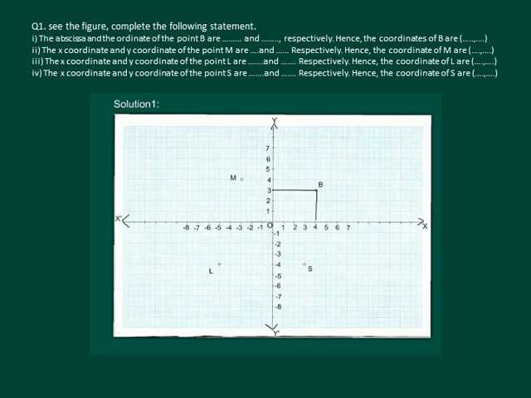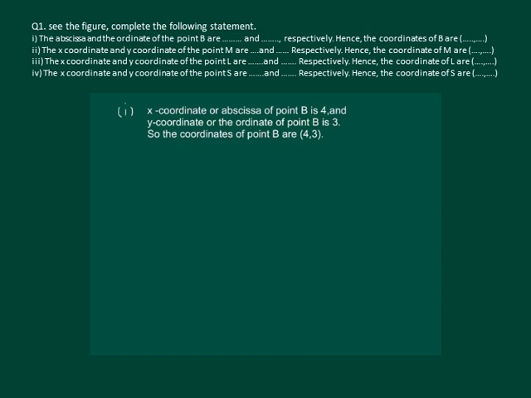Then we can see that x coordinate is 4 and y coordinate is 3. So point B has x as 4 and y coordinate as 3, and we can write that x-coordinate or abscissa of point B is 4 and y-coordinate or the ordinate of point B is 3. So the coordinates of point B are 4, 3.